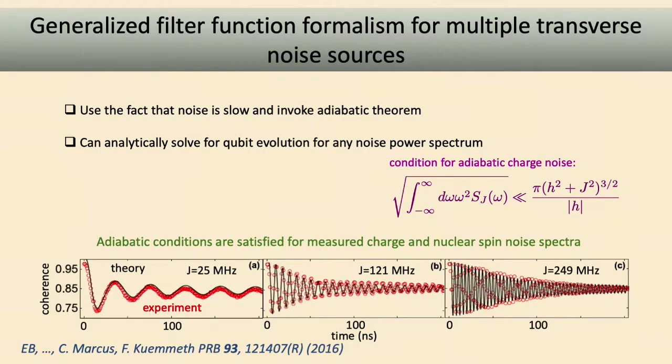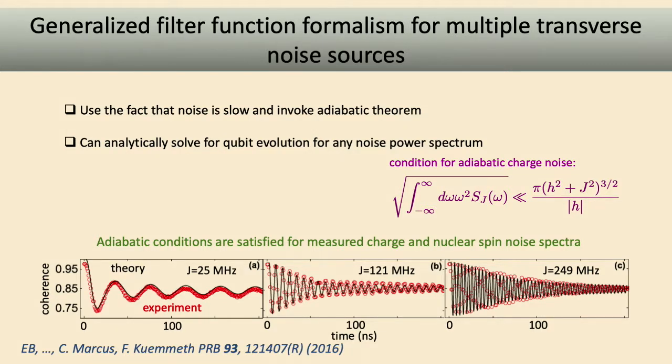But what I realized is that in this system and in most other systems, the bulk of the noise is happening at low frequency. So you can invoke what's called the adiabatic theorem, which tells you how a quantum system evolves in time if the evolution is slow. The details don't matter, but the important point is that by noticing that the noise is slow, I can invoke this adiabatic theorem and solve the Schrodinger equation to understand how my qubit is evolving in time.